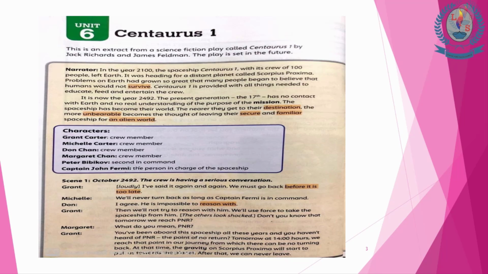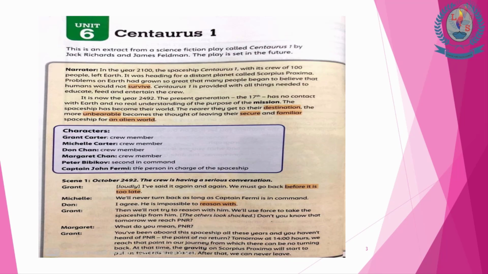Turn to page number 46 of your textbook. Unit 6, Centaurus 1. This is an extract from a science fiction play called Centaurus 1 by Jack Richards and James Feldman. The play is set in the future.